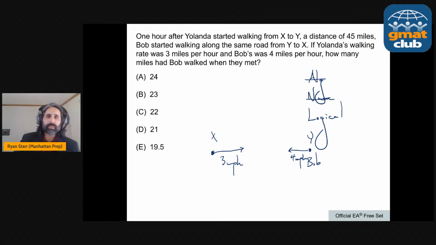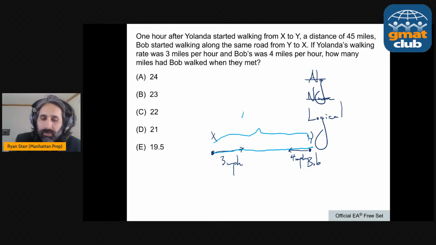And we're looking to figure out when they meet, which is to say when they cover the whole 45 miles that is between them initially, right? Okay, we know off the top that Yolanda walks 3 miles, right? And so in looking at this whole distance between them, we might say, all right, overall, there are 45 miles. But Yolanda walks 3 of those miles on her own before Bob even gets going, right? So that functionally speaking, if we just lop that off the top, what they really have to cover collectively is 42 miles.